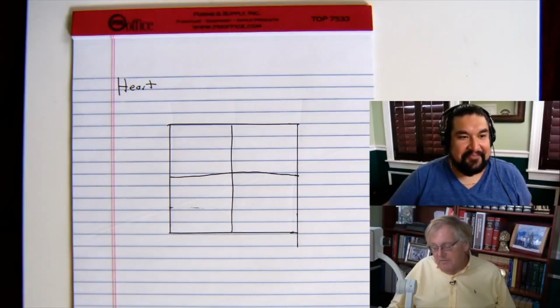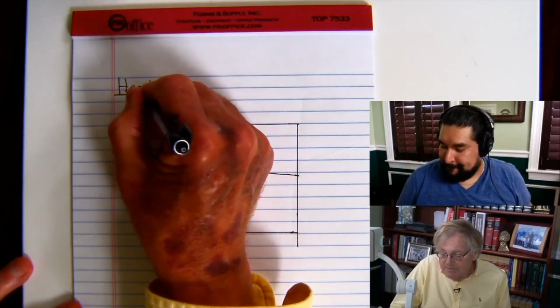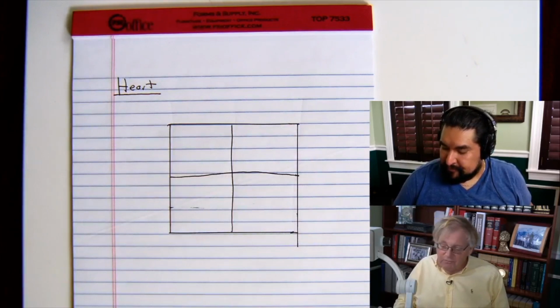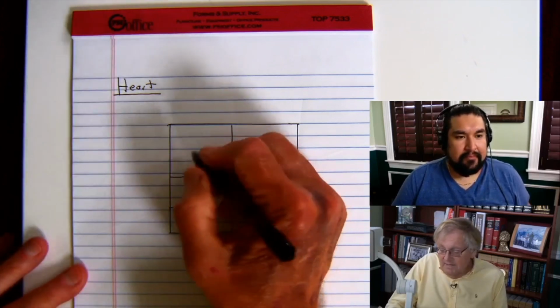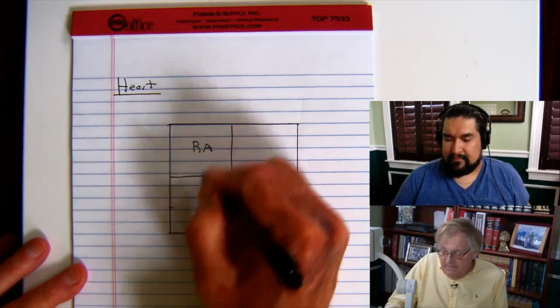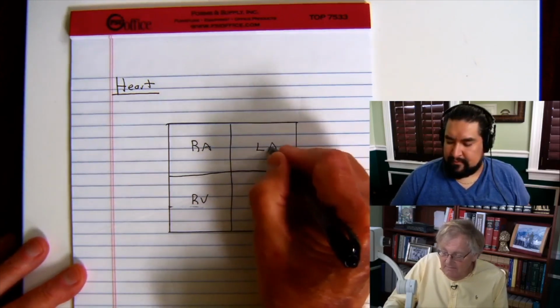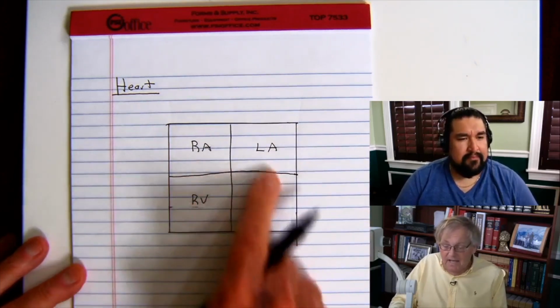Today we're going to talk about the heart. And of course, that sounds like a real simple topic. And you can make the heart very complicated, or you can do what I call the box heart. And so what we do is just draw a box and label this RA and RV and LA and LV. And remember, of course, R is right, L is left.